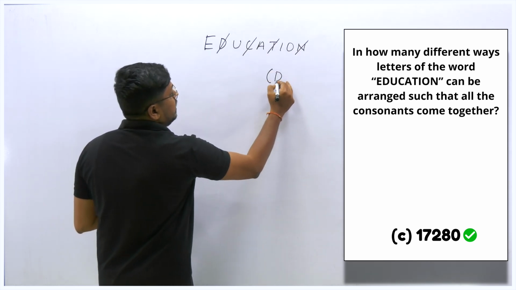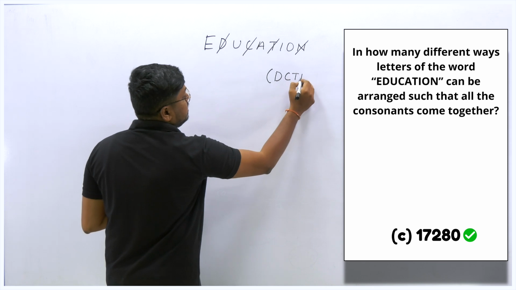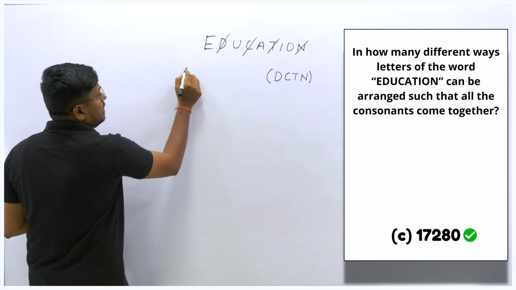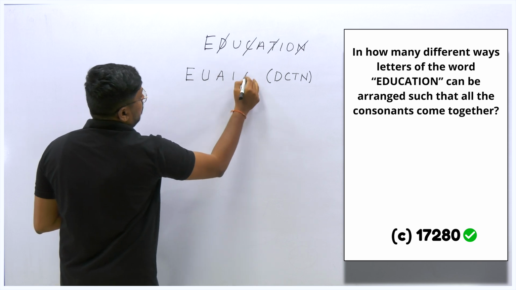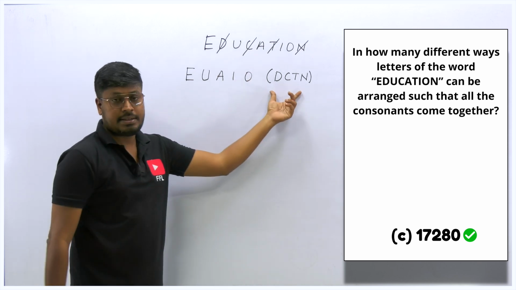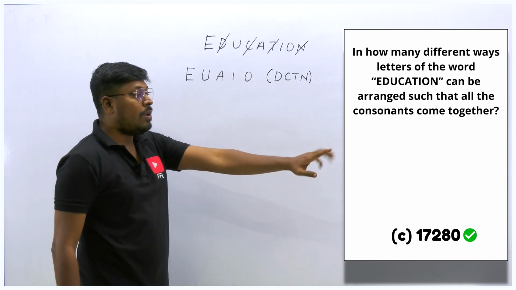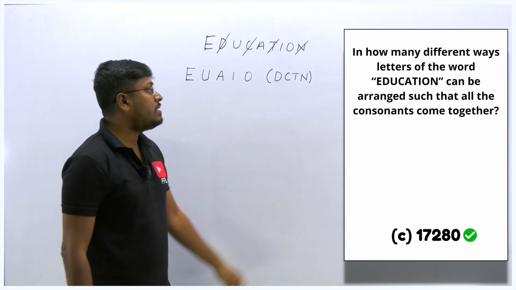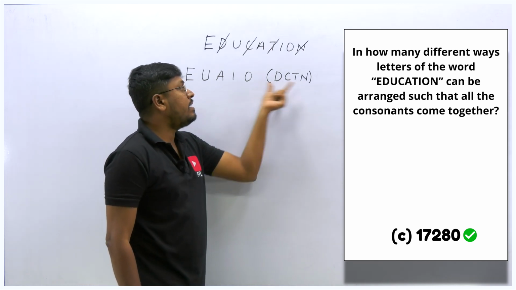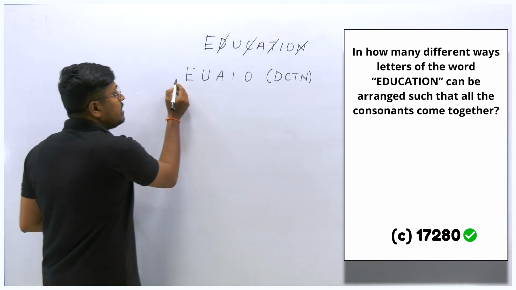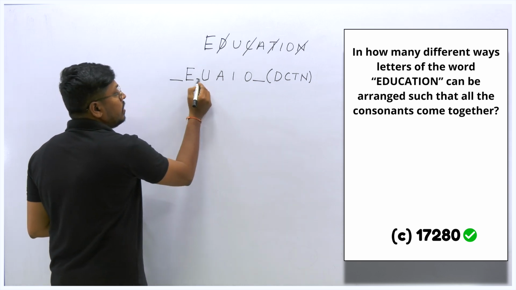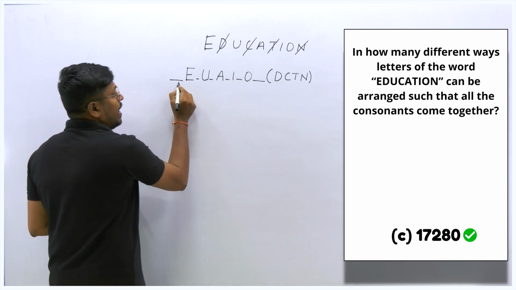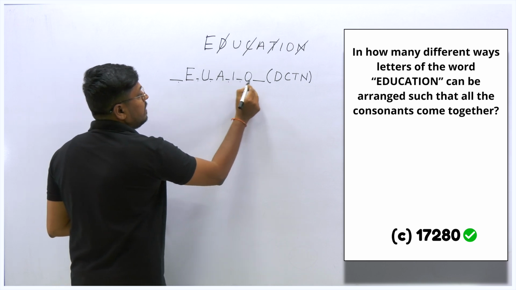We can take these 4 letters separately: D, C, T, N. And the remaining letters are vowels: E, U, A, I, O. Our target is that all the consonants come together. That means these 4 letters should always stay together. They can come at the front, at the back, or in the middle between vowels. So treating the consonants as one block, we have 1, 2, 3, 4, 5, 6 items.